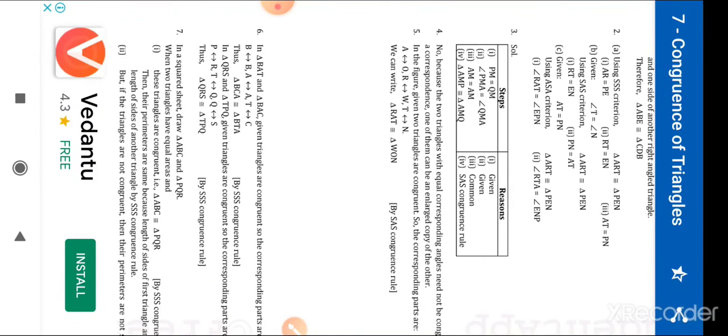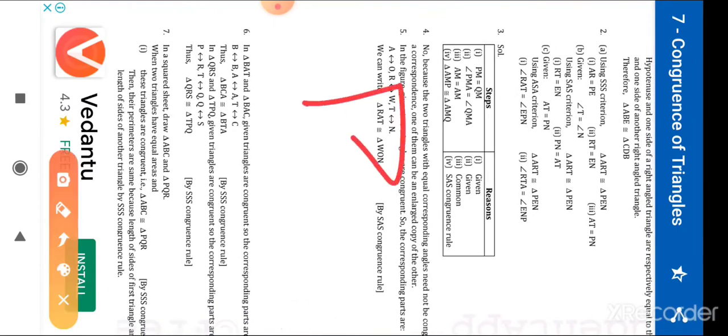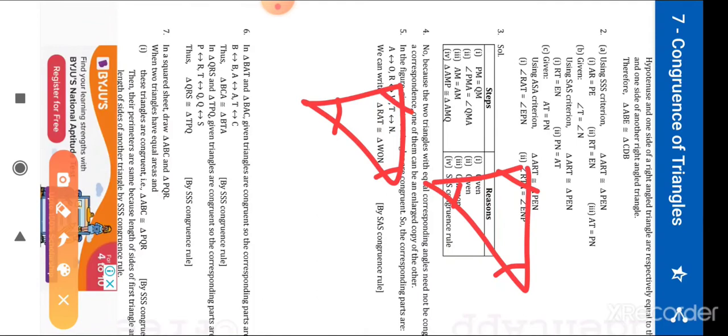In such a correspondence, one of them can be an enlarged copy of the other. It means if we have two triangles with equal measurements of angles, then it is not necessary that they are congruent, because one possibility is that one triangle can be enlarged compared to the other. So these two triangles cannot be congruent by AAA criteria. Move to the next question, question number 5.